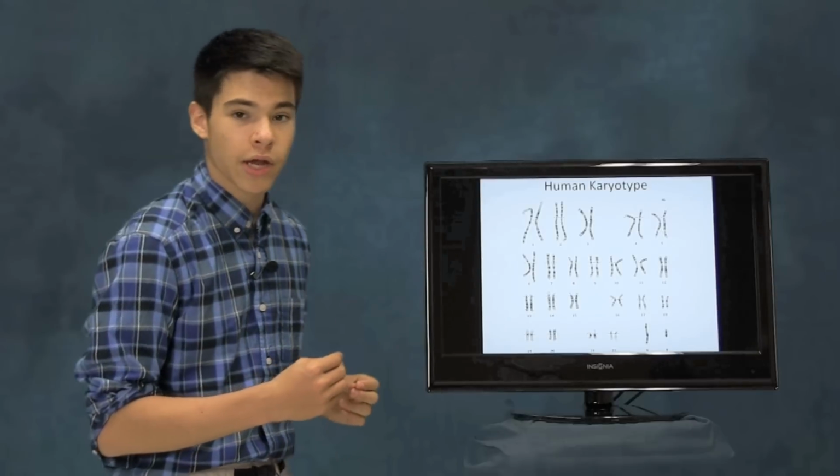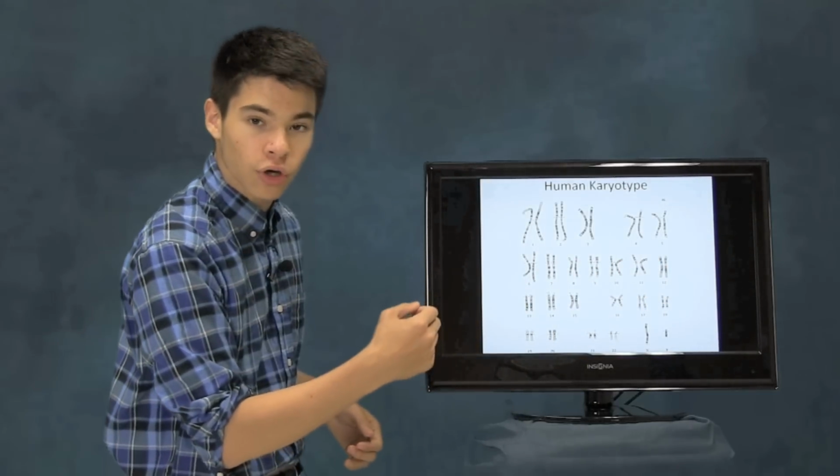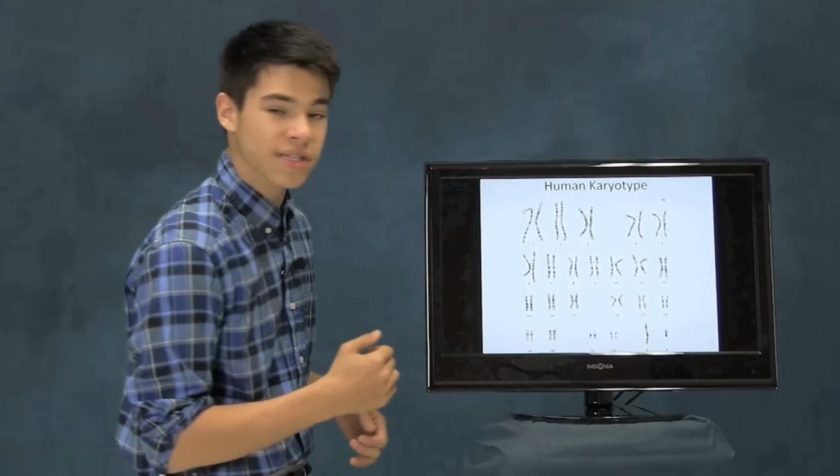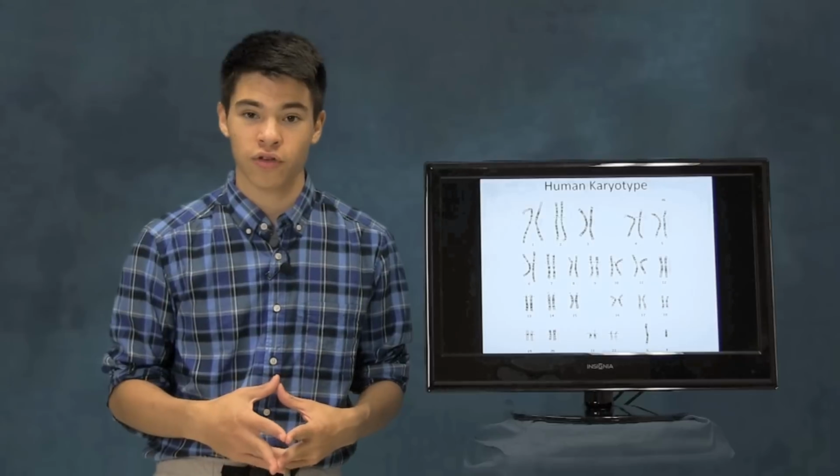And right now we're looking at the karyotype of a chromosomally normal male. So this male has 22 pairs of autosomal or non-sex chromosomes and 1 pair of sex chromosomes, an X and a Y, making him male, for a total of 23 pairs of chromosomes.